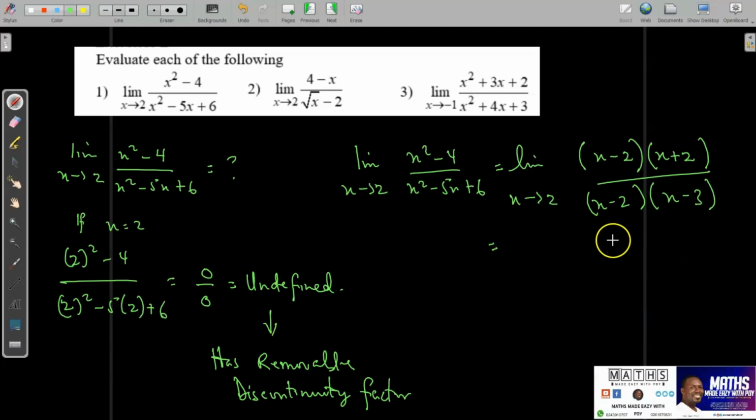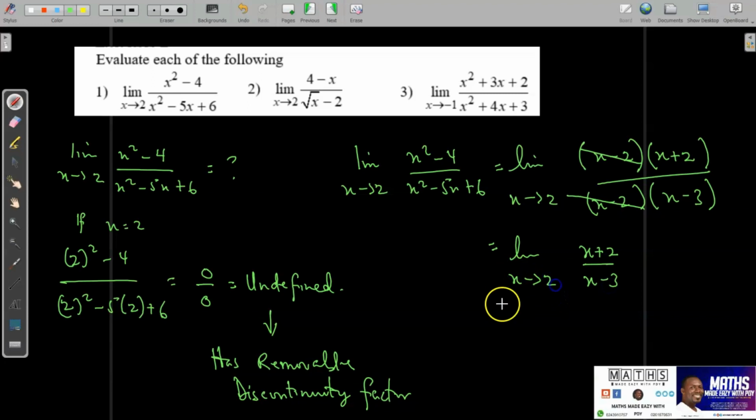At this point, we can do away with the factor which is common for both denominator and numerator. So what is left? We are left with the limit of x plus 2 all over x minus 3 as x approaches what?